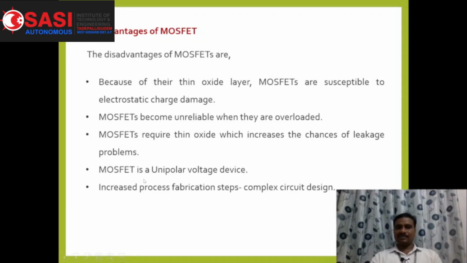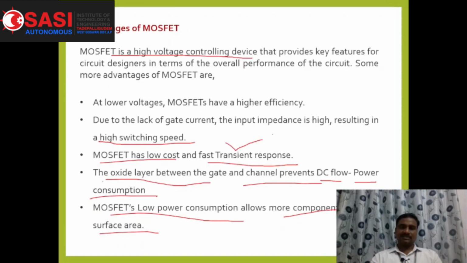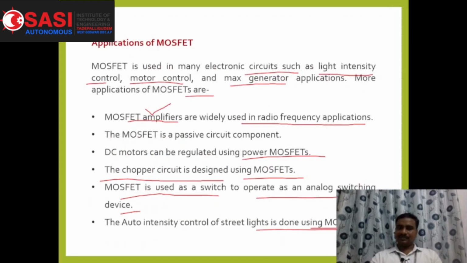And again, the MOSFET is a unipolar voltage device, so we cannot operate it bidirectionally, and there are increased process fabrication steps and complex circuit designs. So all these are the disadvantages or drawbacks of the MOSFET switches. And apart from these disadvantages, we have discussed many advantages through the session about the MOSFET and its operation and the conditions in the operation.